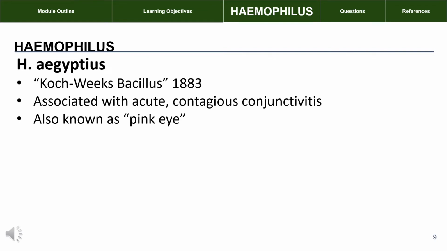Next, we have Haemophilus aegyptius. It is also known as Koch-Weeks bacillus, found in 1883. It is associated with acute contagious conjunctivitis, or here in the Philippines, what we most commonly know as pink eye.